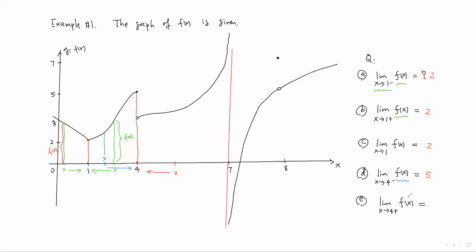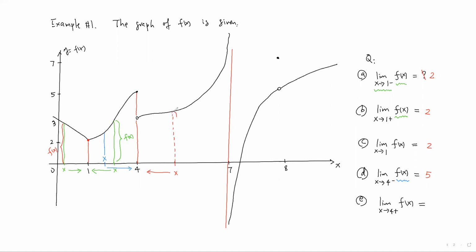f of x is the value of the function at point x. The value of the function at this point is the height of the graph at x. The height is, let me use this dashed line.